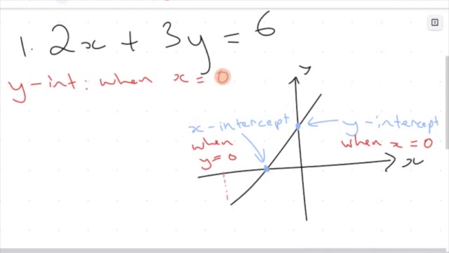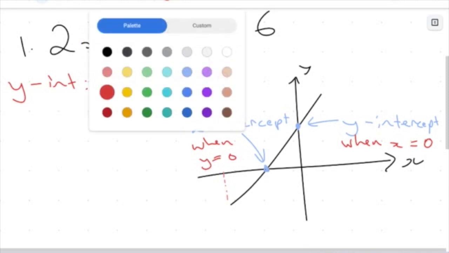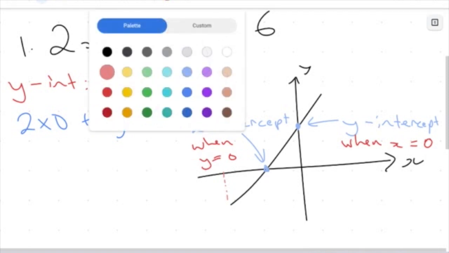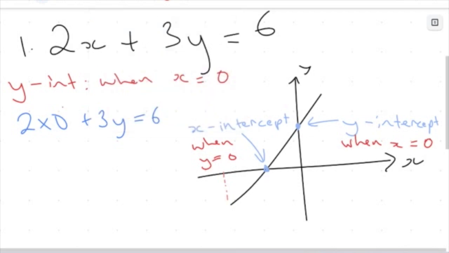So I'm going to substitute this value of x into here, because the y-coordinate at that point when x equals 0 is going to be my intercept. So if I substitute that in, we get 2 times 0 plus 3y equals 6. Now, 2 times 0 gives me 0, so this term here is going to get killed. So I have 3 lots of y equals 6.